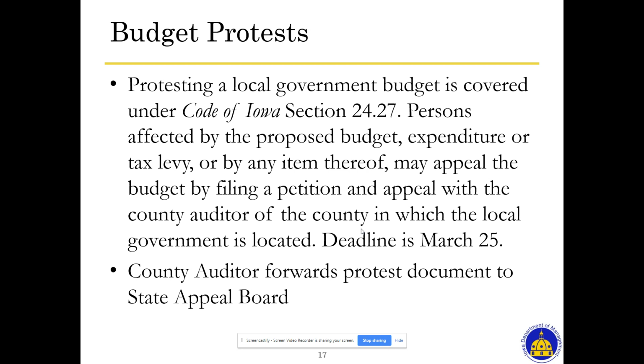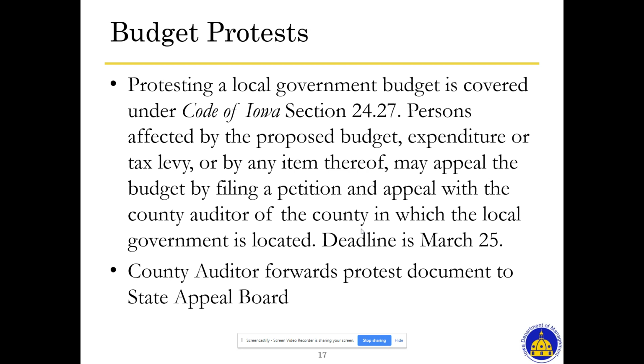Essentially, they would gather signatures and file a petition and file that appeal with the county auditor of the county in which the local government is located. So they'd gather signatures, they'd file that with the county auditor. The deadline for a budget protest is March 25th, so essentially 10 days after your budget deadline of March 15th. The budget protest then, as far as how many signatures are required, is determined via a calculation of how many people voted at the last election for governor.